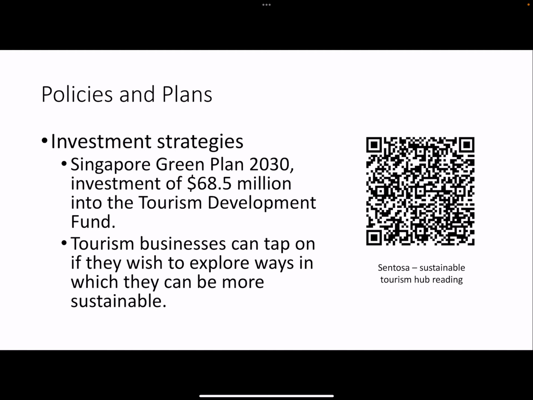Okay, this Green Plan 2030 and the amount of investment is actually quite substantial. Right, you're looking at 68.5 million dollars into the Tourism Development Fund going into how they can develop places like Sentosa in a sustainable manner. Okay, so this allows businesses who are in tourism to tap on funding like this and to engage in what the government wants.